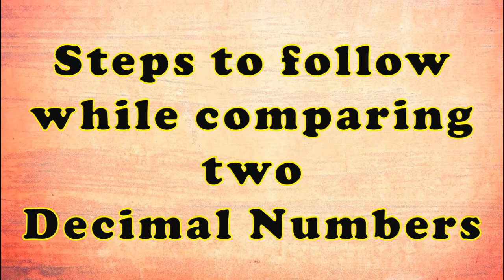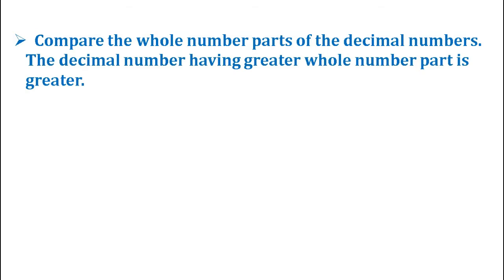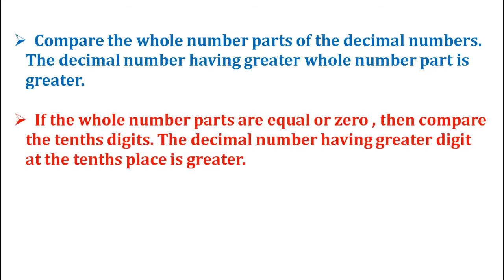Let us now understand what steps we need to follow while we are comparing two decimal numbers. Let us look at the first step, where we need to compare the whole number parts of the given decimal numbers. The decimal number which has a greater whole number part is obviously greater. What if the whole number parts are either equal or 0? Then we move on to the second step. If the whole number parts are equal or 0, then we compare the tens digit. The decimal number having greater digit at the tens place is greater.